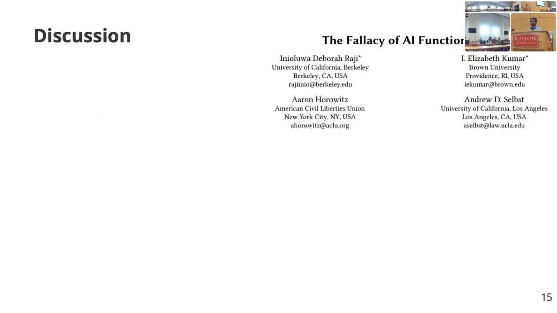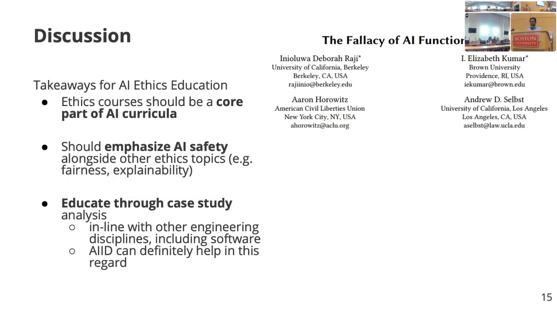So lastly, our findings also suggest several takeaways for AI ethics education. So first, the students' reactions to the database suggest that ethics courses should be a core part of AI curriculum. And additionally, as recent work such as that by Raji et al., "The Fallacy of AI Functionality," indicates, even people who wish to regulate and audit AI for fairness may incorrectly assume that it's safe and functional. So such courses should also emphasize AI safety alongside other ethics topics like fairness and explainability.